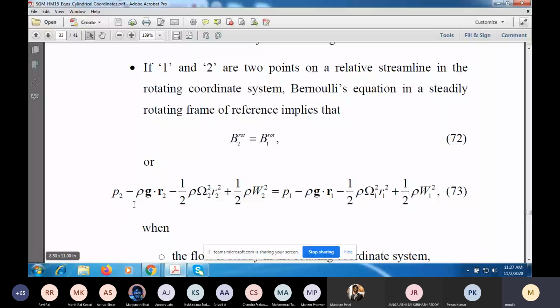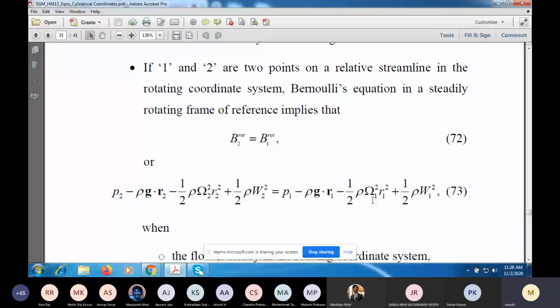Or I am writing it now, this big whole thing here, the sum of pressure, gravitational potential energy per unit mass, the centrifugal potential energy per unit mass, the relative kinetic energy per unit mass, which I am writing as W square at point 2, equal to similar terms at point 1. So the subscripts 2 here refer to quantities at point 2. So you have omega 2 whole square times R2 whole square. And here you will have omega 1 whole square times R1 whole square. And there's a minus sign here. Okay. So this is a new term which you have not seen before.